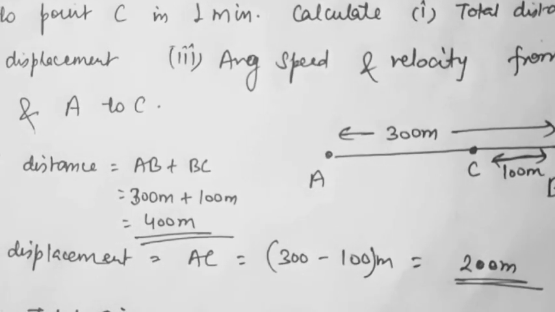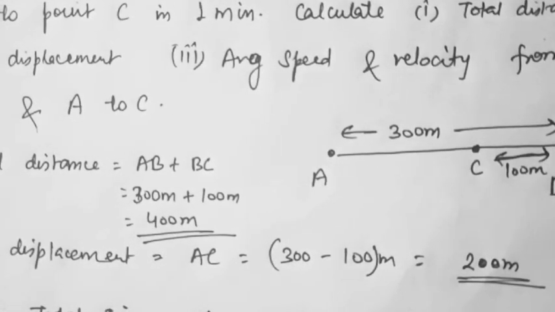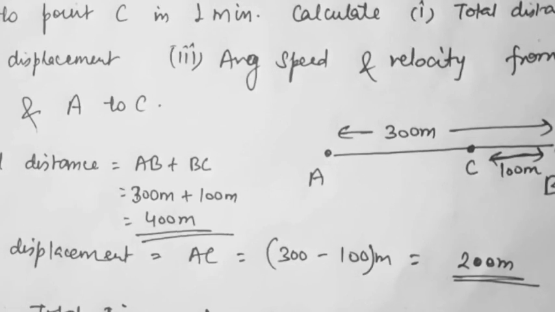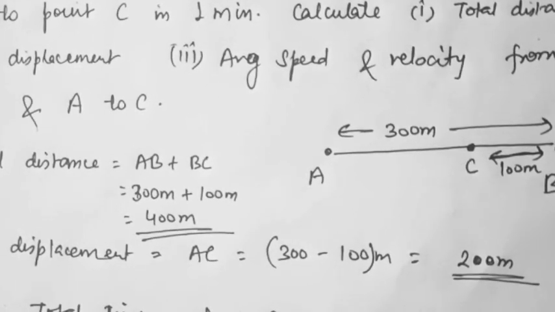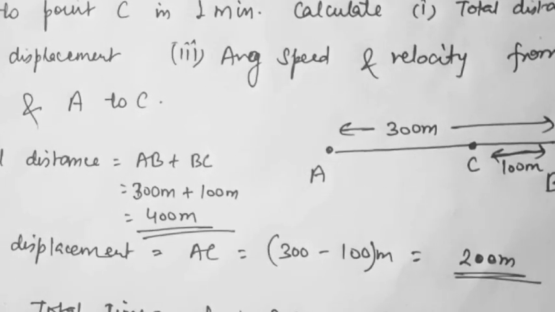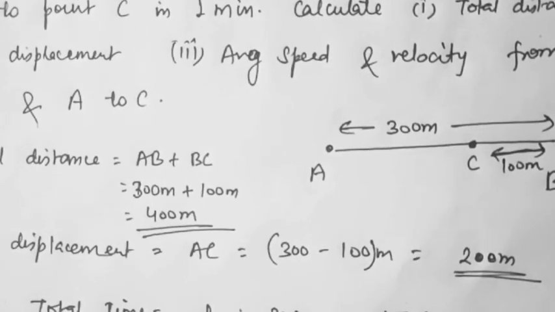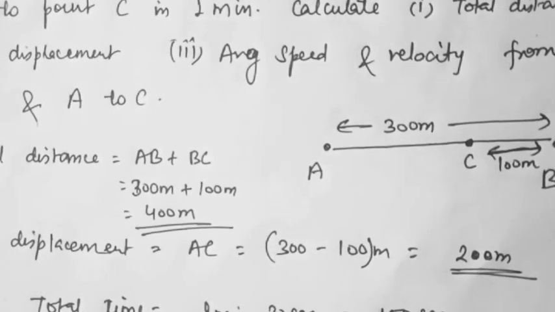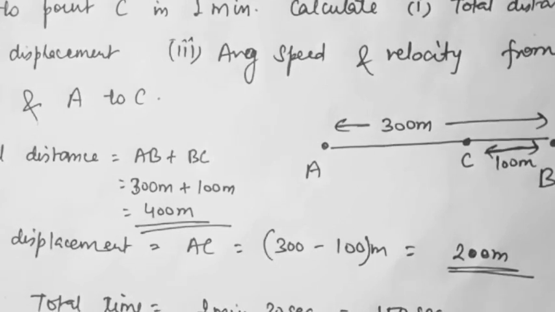So it is very easy to get the total distance. What will be the total distance? We know distance is the total path covered. So the total path is A to B and then B to C. So it becomes AB plus BC, that is 300 plus 100 meter, that is 400 meter.